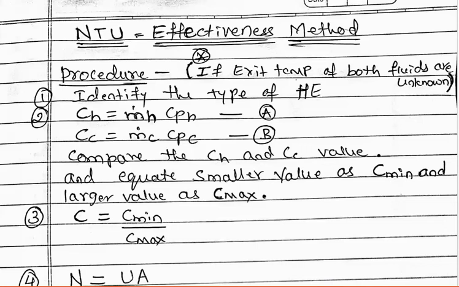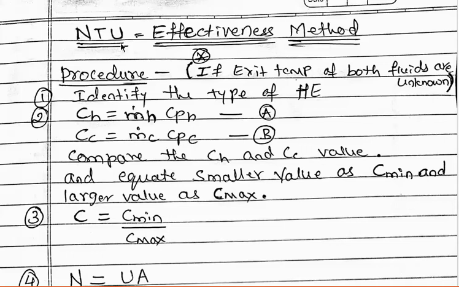Now we will discuss the NTU method, or effectiveness method, to solve the heat transfer problems. NTU is nothing but the number of transfer units method. It is also called the effectiveness method. In the problem, most of the time the exit temperatures of both the fluids are not given, they are unknown. So this is the procedure we are discussing today, by which we can solve the problem using the NTU effectiveness method.